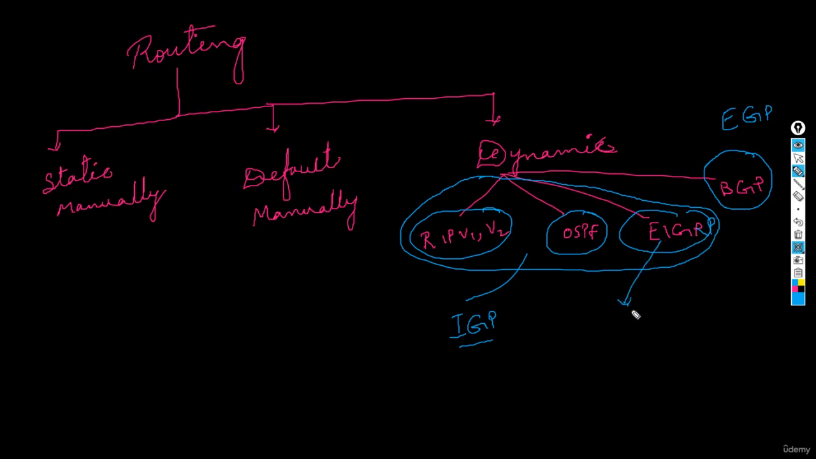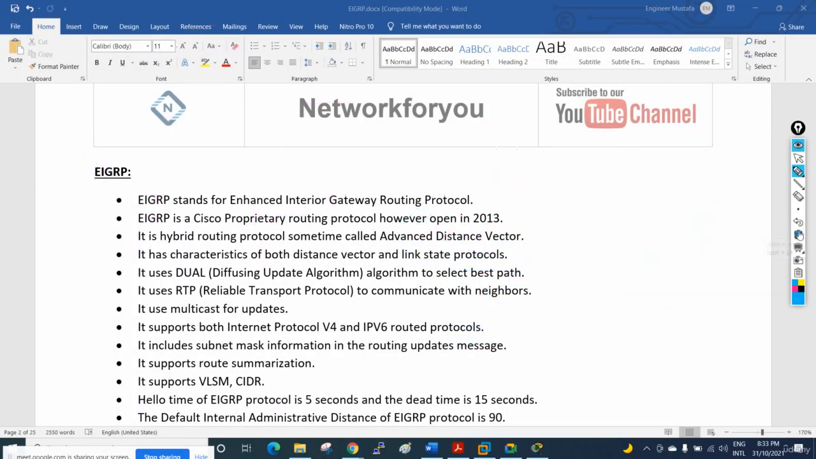EIGRP, before it was Cisco proprietary. It would work only in the Cisco device, but now it is open. So everyone can use it, even Cisco as well as Juniper, Huawei, Nokia, different vendors can use this routing protocol EIGRP, because now Cisco opened this protocol. So let's see some basic points of EIGRP. After that we are going to learn how we can configure and what advantages we have. What is a hello timer, what is a dead timer, what is bandwidth, and how we can calculate the bandwidth. We are going to learn that one.